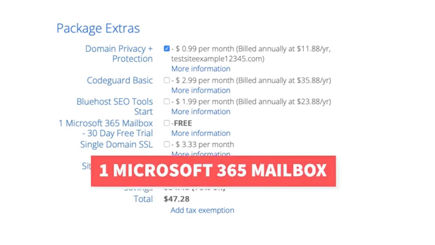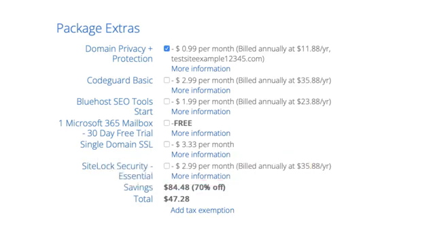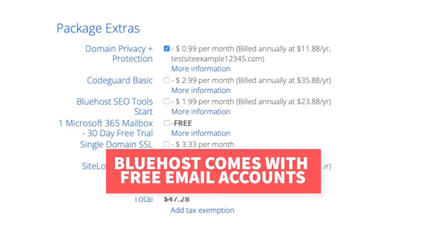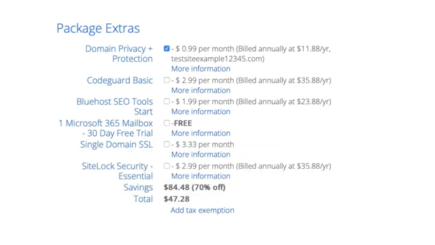Next is one Microsoft 365 mailbox. This will provide you with an email address you can access via Microsoft Outlook, which is part of Microsoft Office 365. Your Bluehost account already comes with email accounts, and you can set them up with email providers such as Apple Mail, Gmail, and more. This package extra isn't necessary unless you want to utilize Outlook from Microsoft Office 365 for your email.